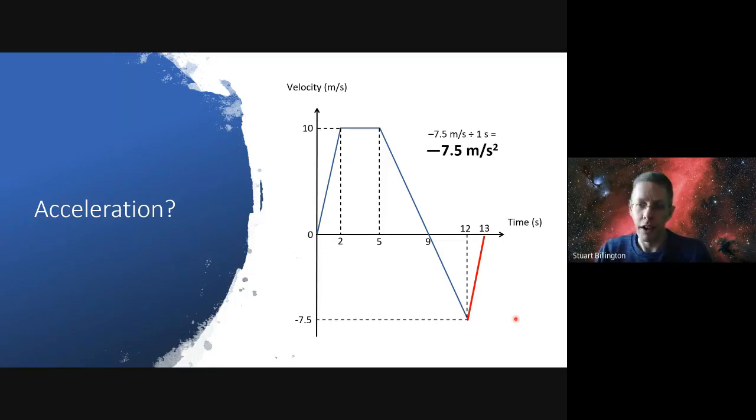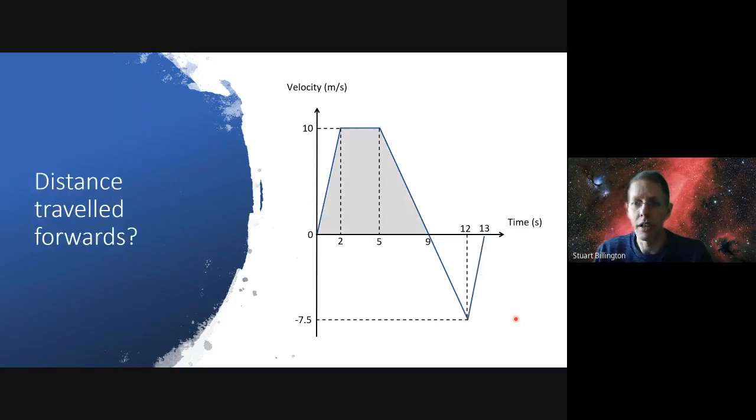Let's have a go at some distance practice. Could you please tell me how far the object traveled during the first 9 seconds? And I guess this will be easier if you remember from maths what the area of a trapezium is as a formula. Otherwise, you're going to have to split it into 2 triangles and a rectangle.